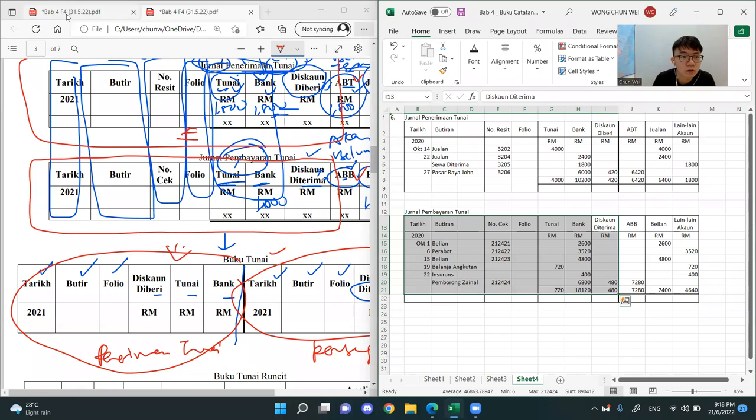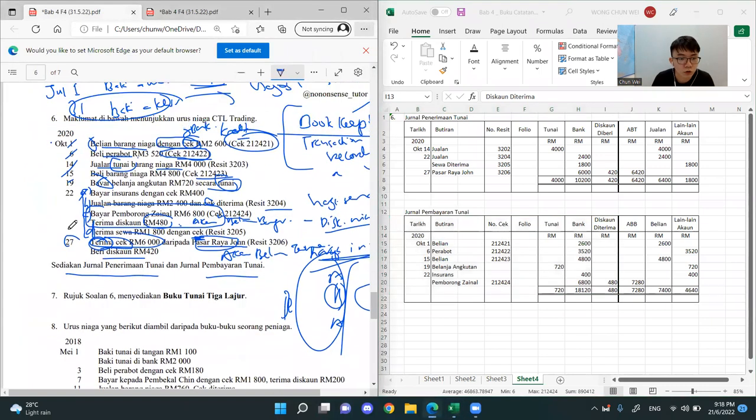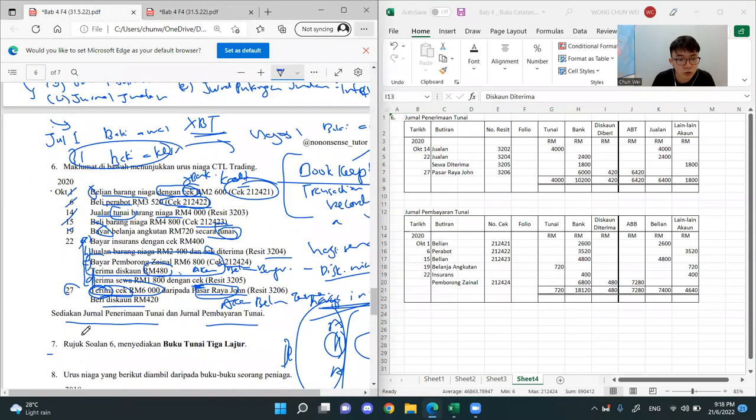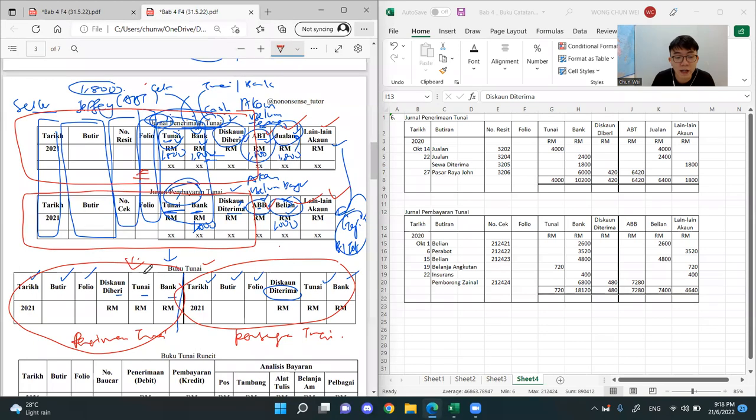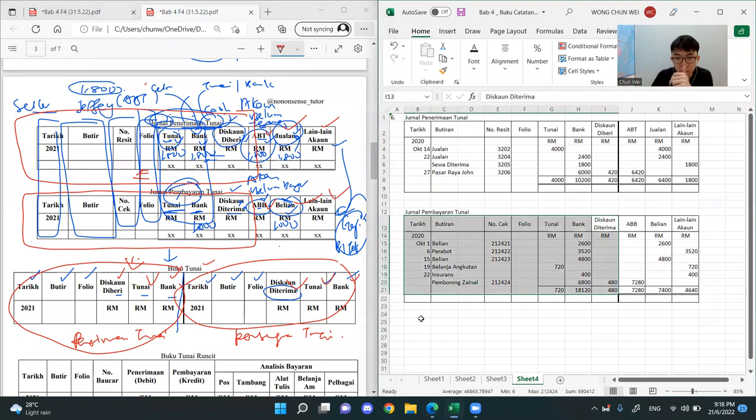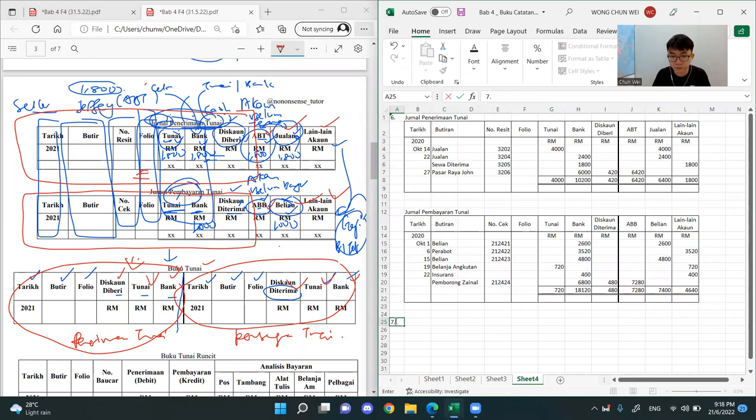So when you look at this one, then you go to question 7. Now rujuk soalan 6, menyediakan buku tunai tiga lajur. Buku tunai tiga lajur means the buku tunai that you saw just now. This one is a buku tunai tiga lajur. Why is it called tiga lajur? Because 1, 2, 3, three things you have to record: discount, tunai, bank. That's why it's called buku tunai tiga lajur. Right? So now you go to 7.